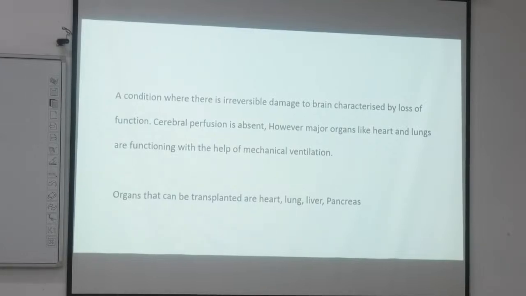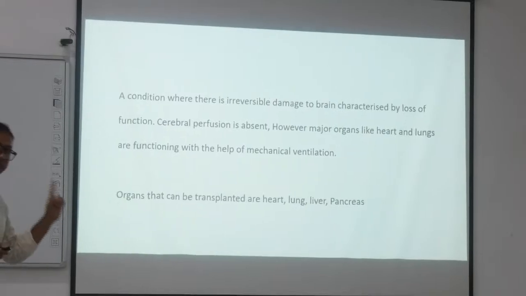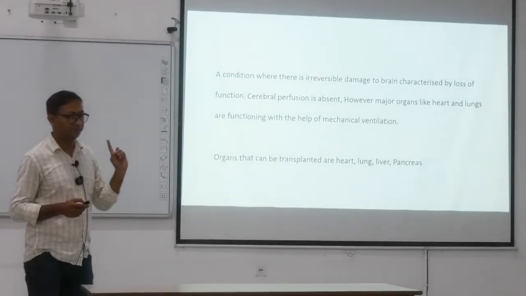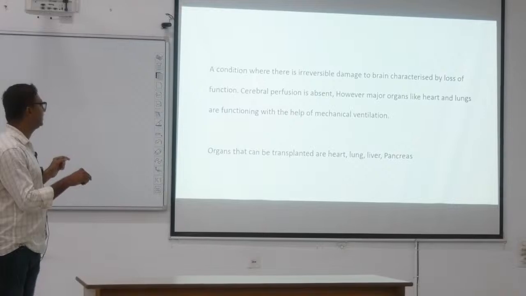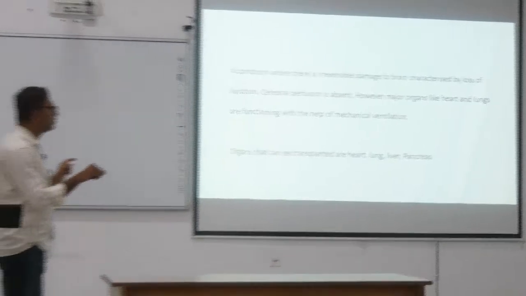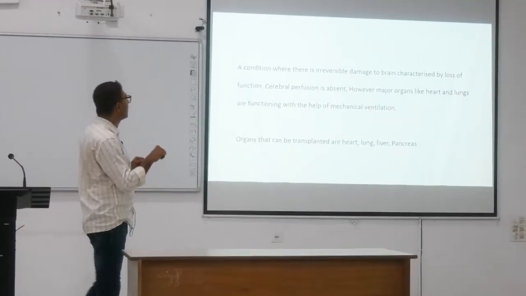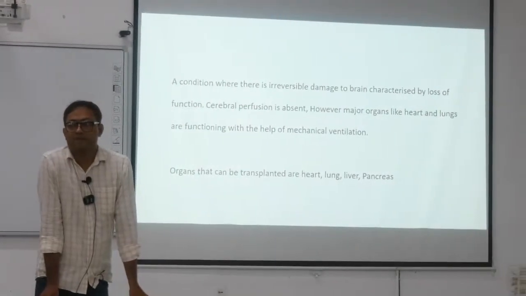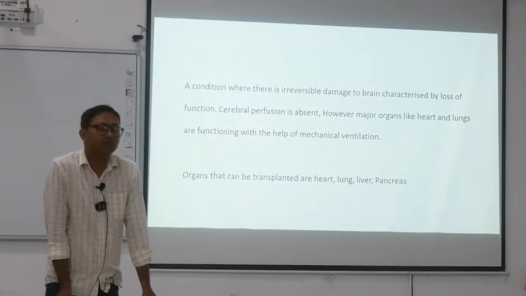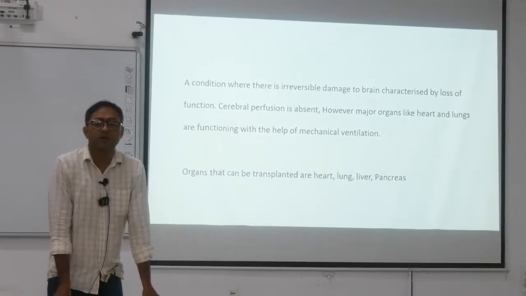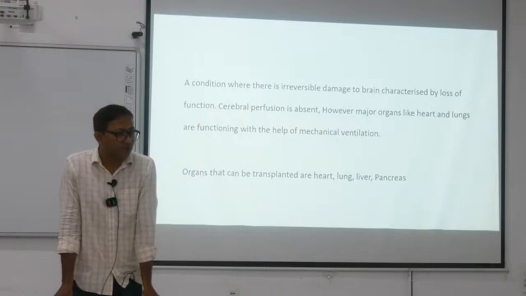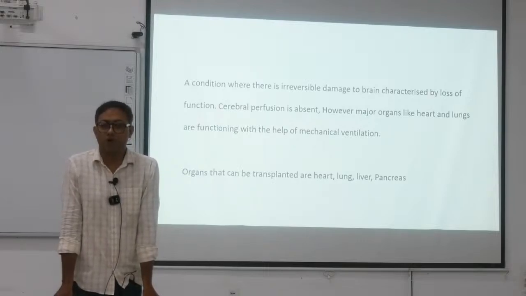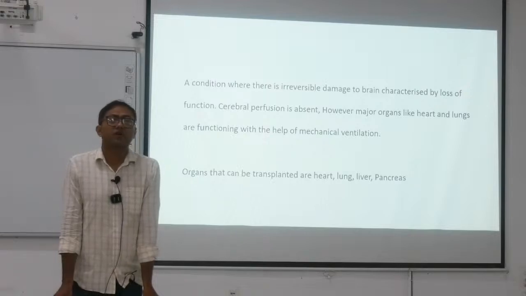A condition where there is irreversible damage to brain characterized by loss of function, cerebral perfusion is absent. Blood circulation in the brain is absent. However, major organs like heart, lungs are functioning with the help of mechanical ventilation. It is very common in ICU situation where the patient is ventilated due to the disease process, brain function is lost and it is permanent. It is called brain dead.